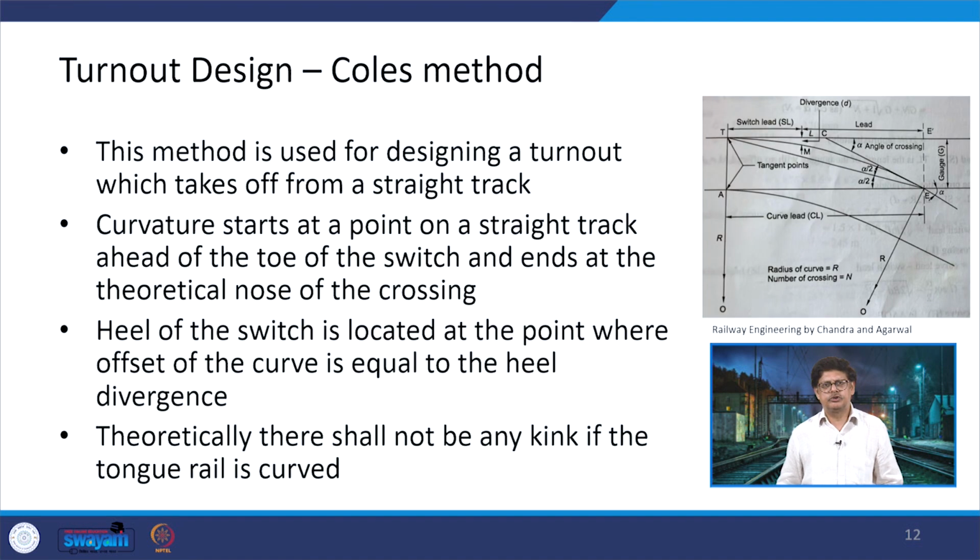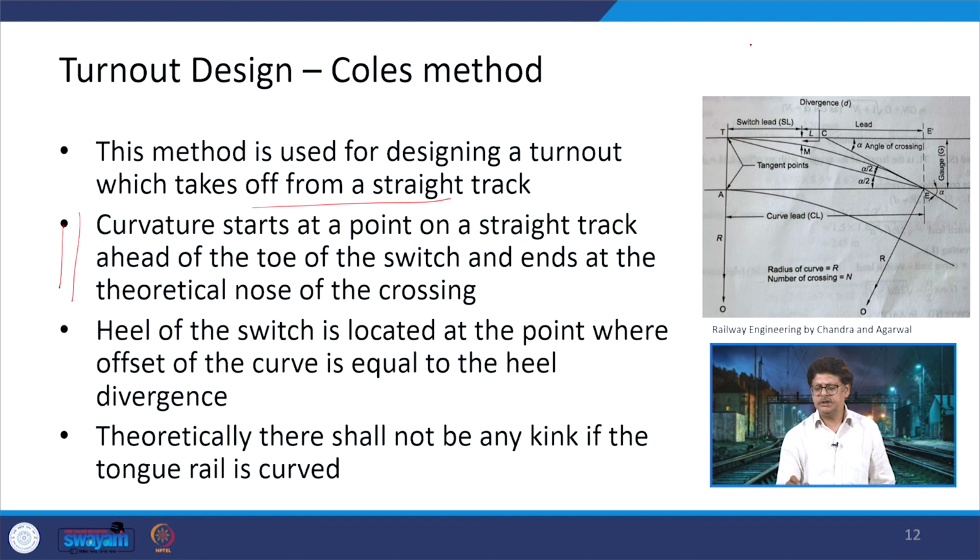Now, coming to the Coles method. This method is used for designing a turnout which takes off from a straight track. Now, the ideology here is defined as a second point. What it says is that the curvature starts at a point on a straight track ahead of the toe of the switch and ends at the theoretical nose of the crossing.